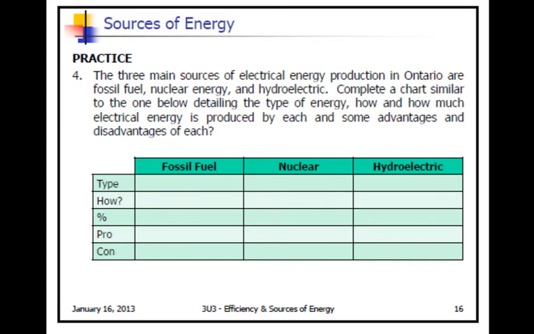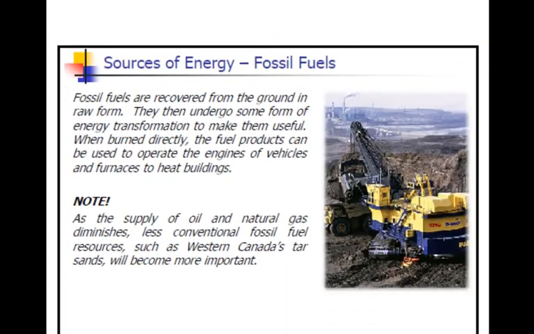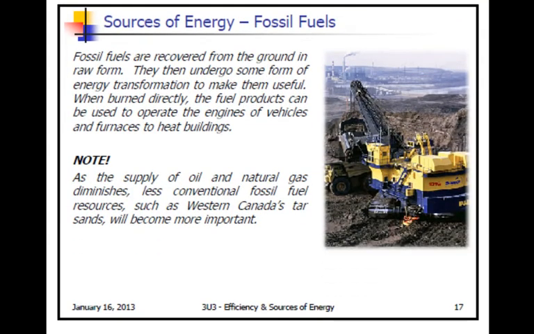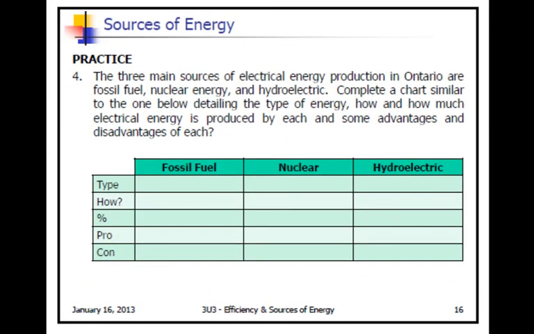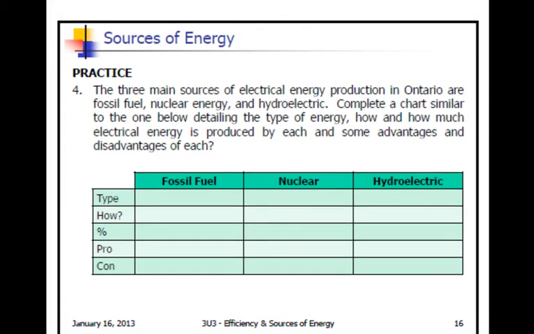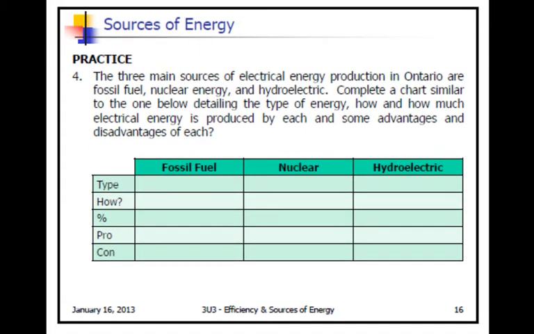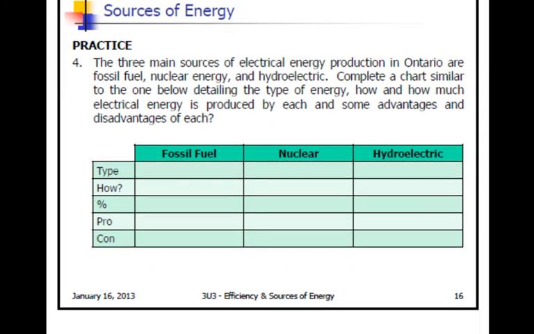Here we have a little chart for this question. It says the three main sources of electrical energy production in Ontario are fossil fuel, nuclear energy, and hydroelectric. Complete a chart similar to the one below detailing the type of energy, how much electrical energy is produced by each, and some advantages and disadvantages of each. So that's something you can do on your own. I don't want to use up the time in this lecture to do that, but it would be worth completing this practice question because you might see something like this on a future assessment.